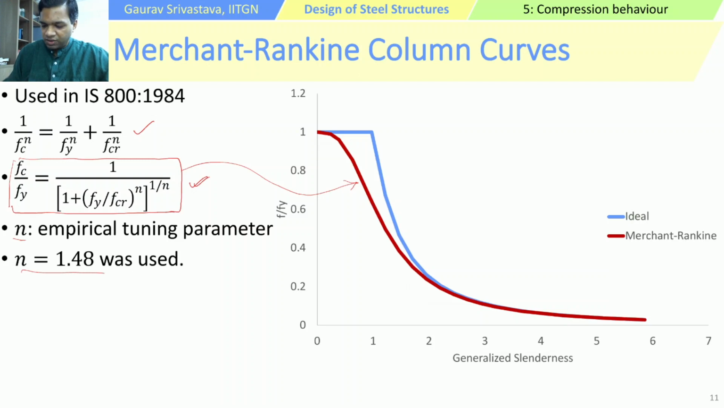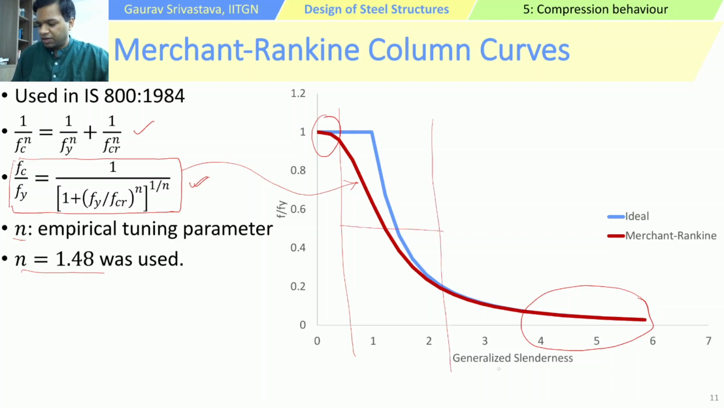So again, what you can notice is that for very stocky columns, there is very little departure of the Merchant-Rankine from the ideal columns, and for very large slenderness ratios, again there is very little departure. Most of the things which differ are happening in the intermediate range. Okay, and here we are plotting generalized slenderness ratio.